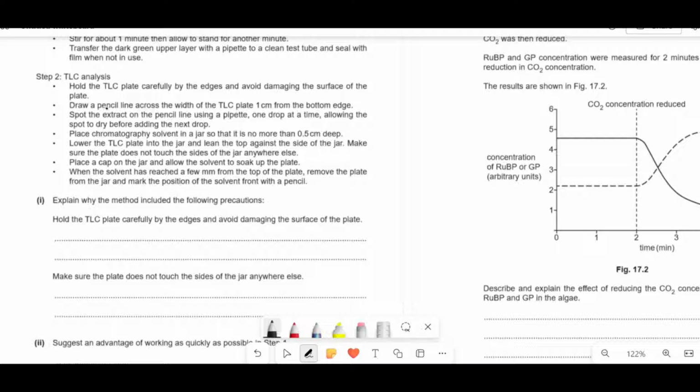And then what they did is they held the TLC plate carefully by the edges to avoid damaging the surface. They drew a pencil line 1 centimeter from the bottom edge. They spotted the extract using a pipette one at a time, allowing it to dry before adding the next one. They placed chromatography solvent in a jar so it's no deeper than 0.5 centimeters.